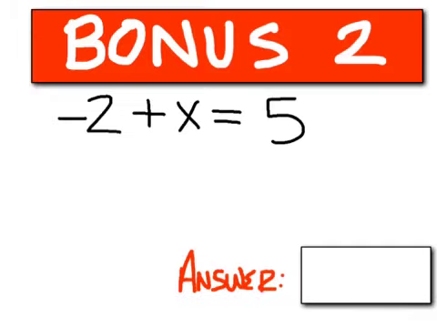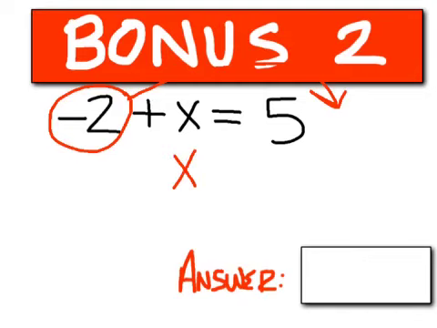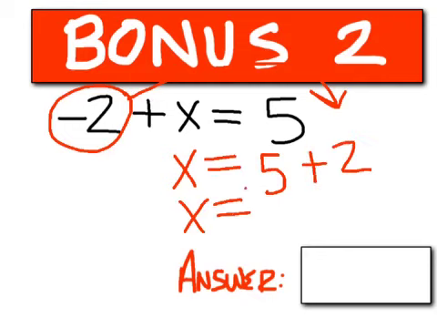Just an extra slide. Okay, bonus number 2. For this one, we need to move our minus 2 over. Our x is already positive, so we just leave it there. When we bring that over, it's going to become a positive 2. So our answer is going to be 7.